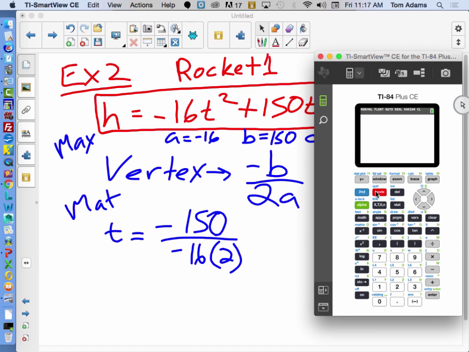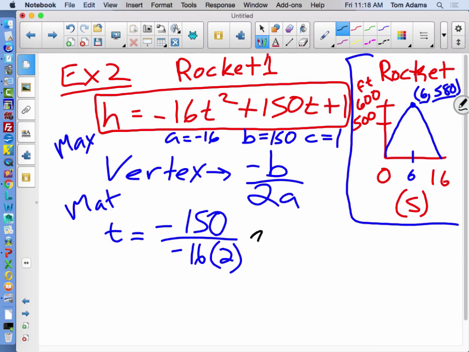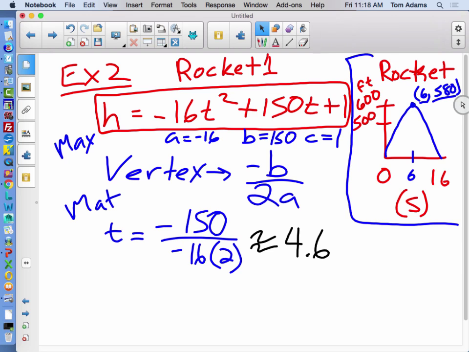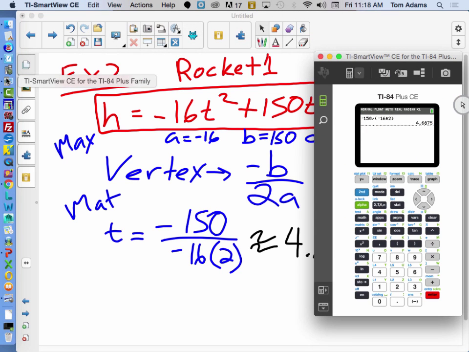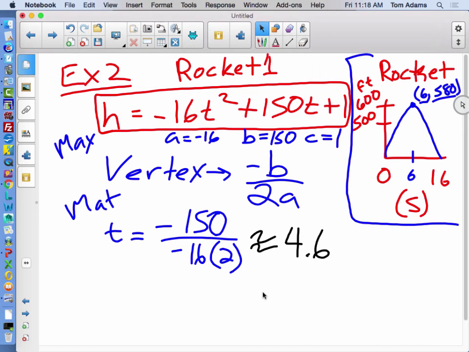Let's do negative 150 divided by, and you have to put it in parentheses, negative 16 times 2. So I got about 4.68. Let me check what we're rounding it to. 4.6875. So we're going to say 4.6875. I'll round it at the end when I'm done. Okay? Now, does everybody know what I'm doing so far?